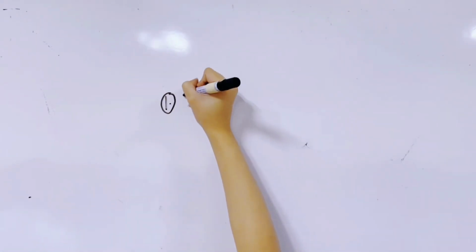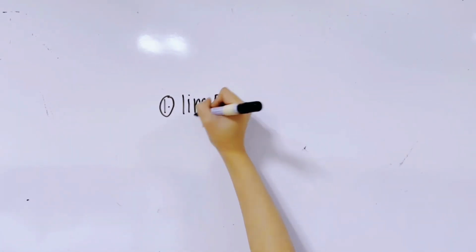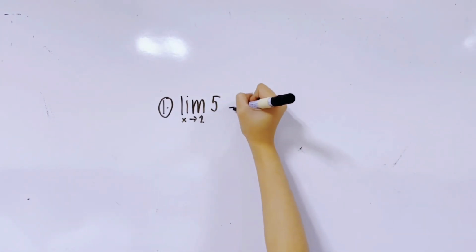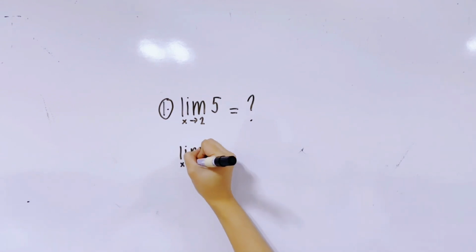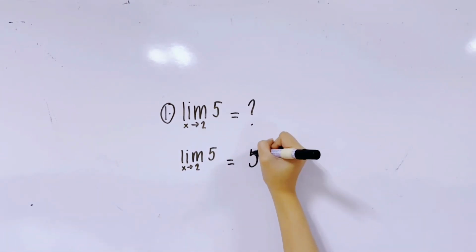In this equation, we will be using the limit of a constant, where the limit of a constant function is equal to the constant. So as a result, the limit of 5 as x approaches 2 is equal to 5.